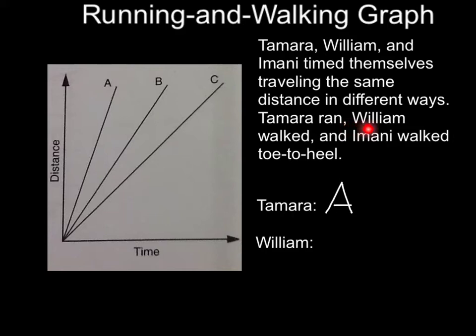In the problem, it says that William walked. Since walking is not as fast as running, but it is faster than walking heel to toe, we can guess that William's graph is graph B. Since walking toe to heel is the slowest way to travel, and this is how Imani walked, we can guess that her graph line is graph line C.